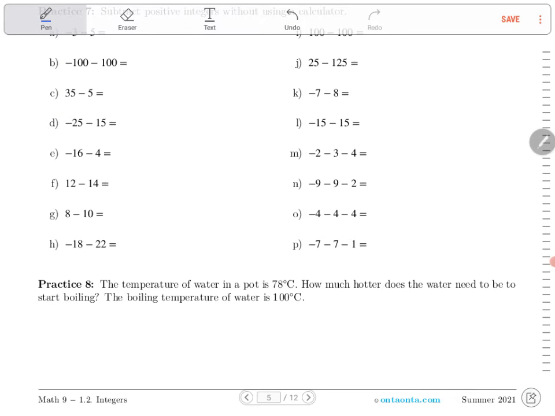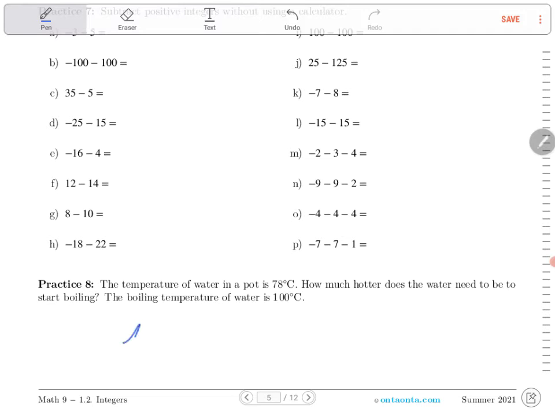Let's scroll down and take a look at practice 8. Practice 8 is a word problem, and the problem is this. The temperature of water in a pot is 78 degrees Celsius. How much hotter does the water need to be to start boiling? The boiling temperature of water is 100 degrees Celsius. So again, this is just a problem of subtracting a positive integer. We want to find the difference, or the gap, between 100 degrees, which is where we want the water to be, and 78 degrees, which is where the water currently is.